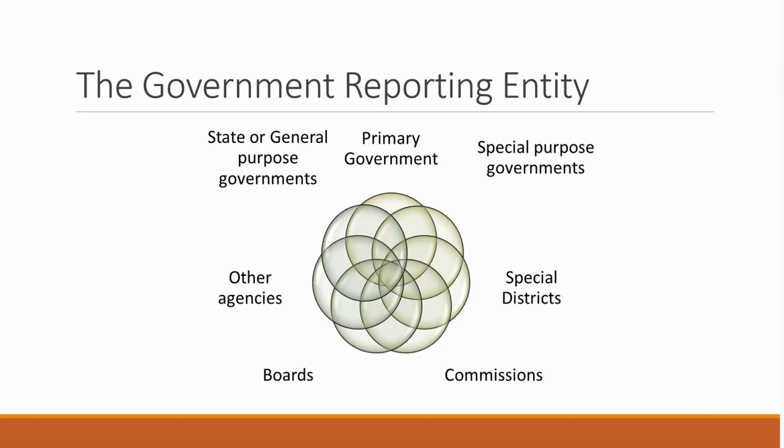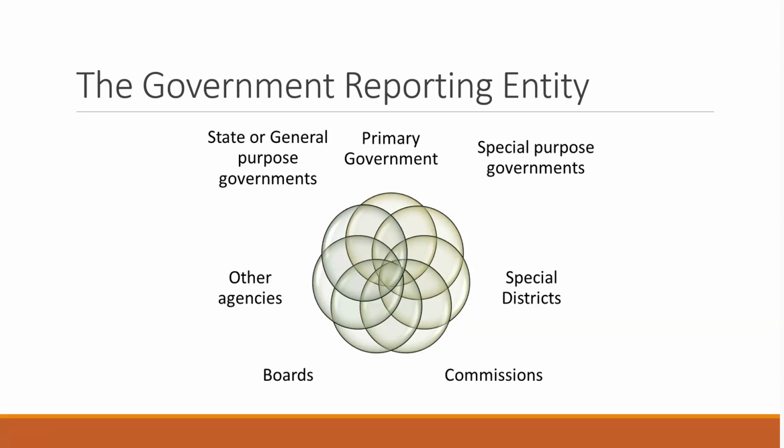So when we're getting ready to report for the government entity, first we have to determine what we're reporting and who we are reporting for. So we have first the primary government. This is the state or general purpose local government that we are reporting on. We also have special purpose governments that can be created that are legally separate from the state and the general purpose government. Usually the general purpose government is a city government. We also have special districts, commissions, boards, and other agencies.